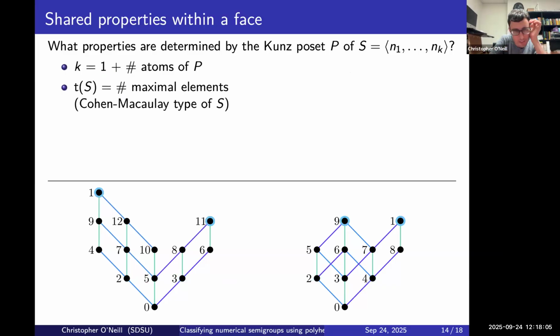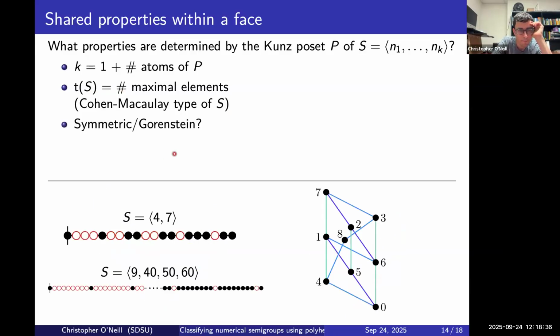The number of maximal elements of your poset actually turns out to have interesting meaning as well. It is what we call the Cohen-Macaulay type of S. This is reaching a bit more into the commutative algebra realm of things. There's a toric ideal hiding in the background of any numerical semigroup. We'll talk about that in a little bit, but the Cohen-Macaulay type of that ideal turns out to correspond to the number of maximal elements of the Kunz poset. All right.